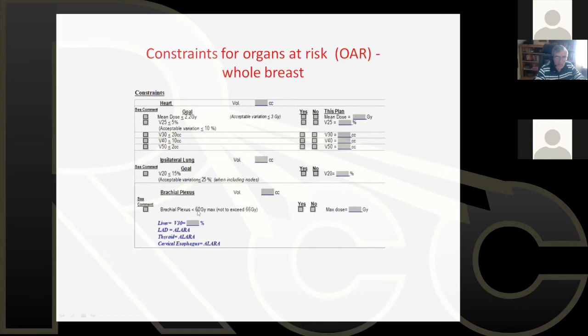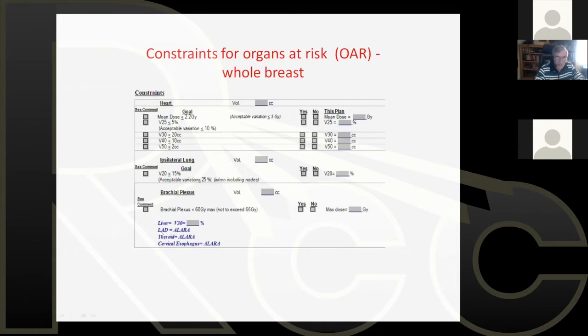We have a limit on the brachial plexus, 60 gray, not to exceed 66 gray. And then we also, for our plans, we measure, we quantitate, we calculate what the liver dose is, because sometimes these breast fields stretch down so far that they clip part of the liver.